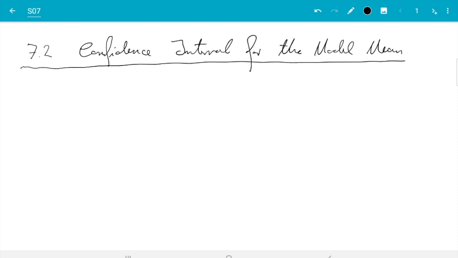So to see what I mean by confidence interval for the model mean, let us just remember what's the model. The model was y is x beta plus epsilon. And epsilon was normal distributed with mean zero and some covariance matrix. And this thing here is deterministic. And so far we have learned how to do confidence intervals for the beta, and now I want to do confidence intervals for the x beta. And what I actually want to do is I want to plug in a new x value. So that is the model means for all y values at once.